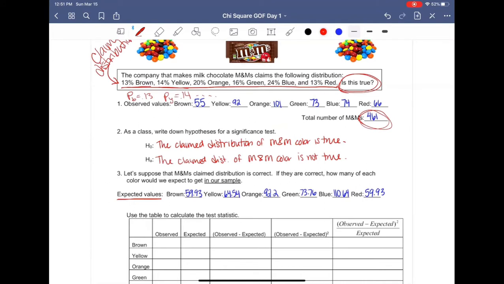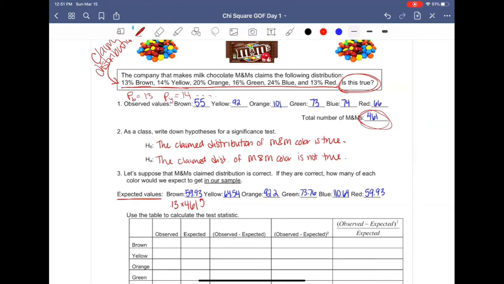Okay, so let's look at your expected values and see if you got what I had. I'm going to start with just brown. For brown, I got 59.93 brown M&M. I want to talk about where that came from. First of all, we were told that there should be 13% brown, and now if our sample is 461, that means I need 13% of 461, which gives me this 59.93.